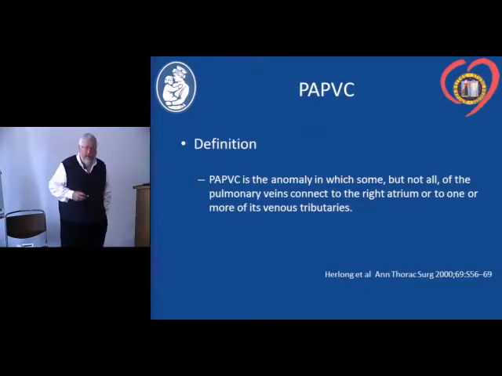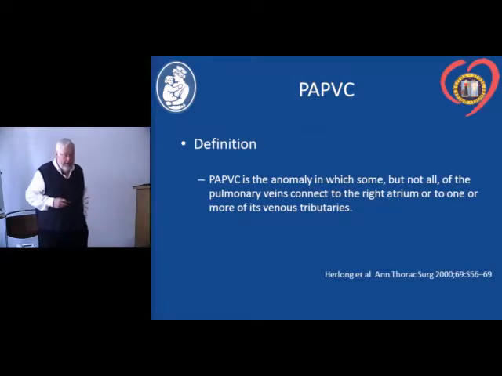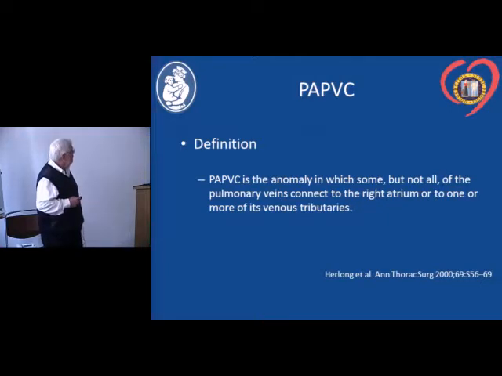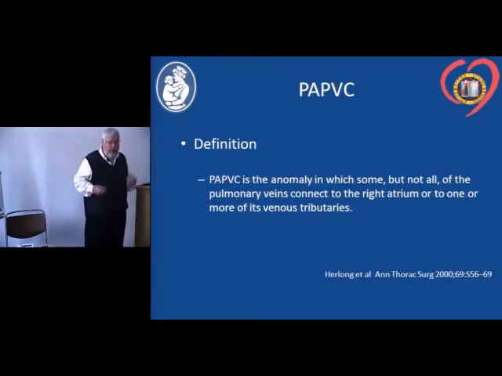So there are basically two types of anomalous pulmonary venous connection that we see. One is partially anomalous pulmonary venous connection, in which some, but not all, of the pulmonary veins connect either to the right atrium or to one of its venous tributaries, either the inferior vena cava, superior vena cava, or some tributary or coronary sinus.